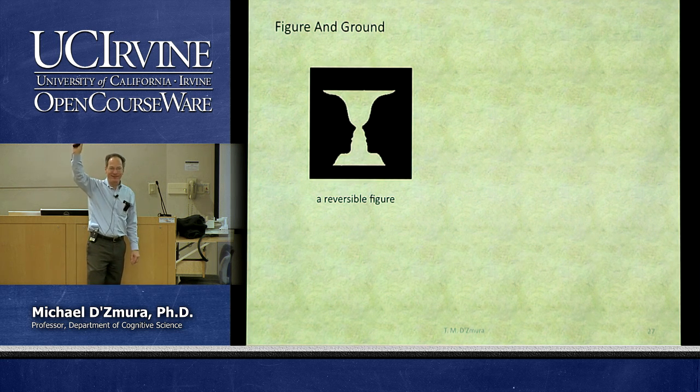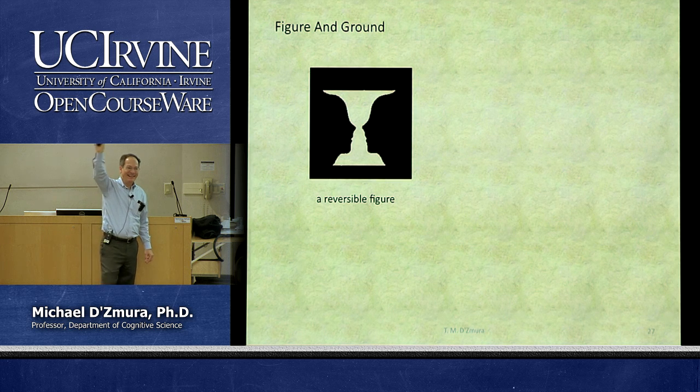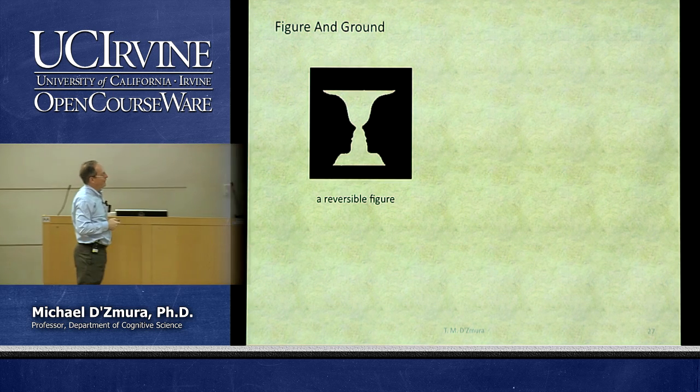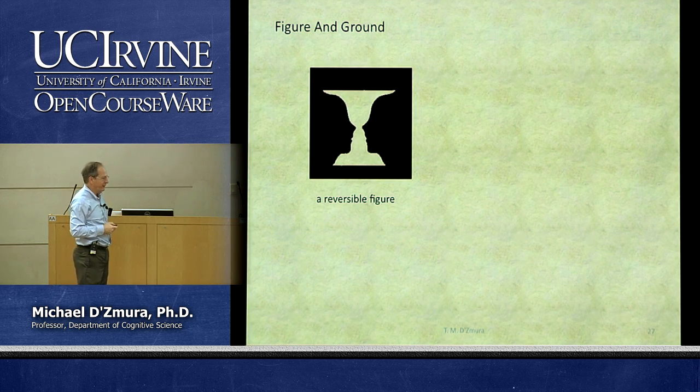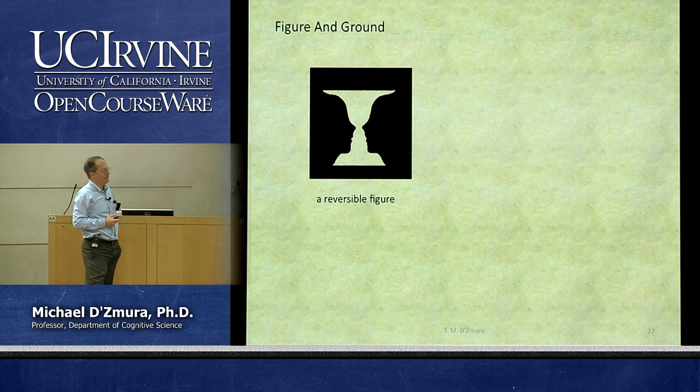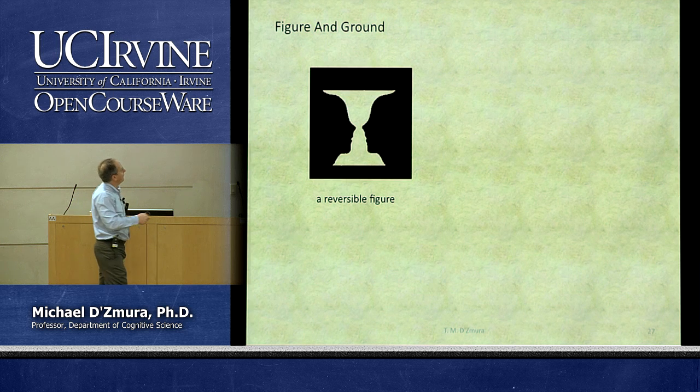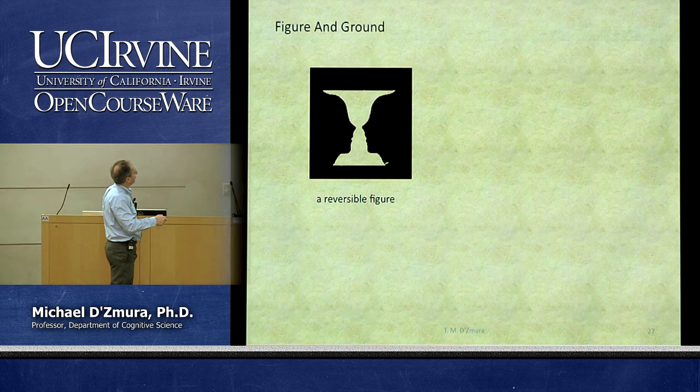How many people have seen this stimulus before? Yeah, this is one you'll see all over the place. This is what's known as a reversible figure. And I think when most people first look at it, they see some cup or vase thing in the middle, this bright shape.